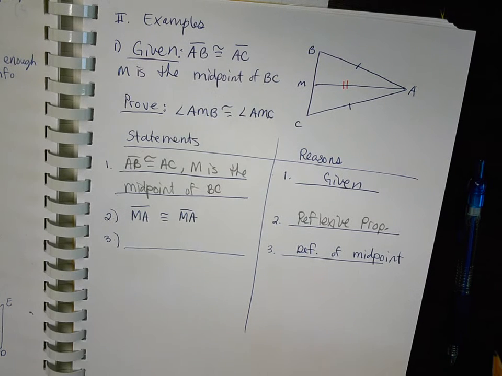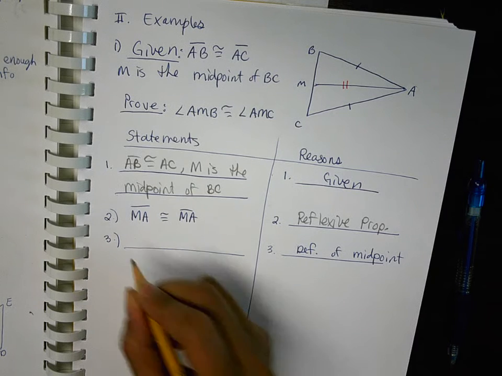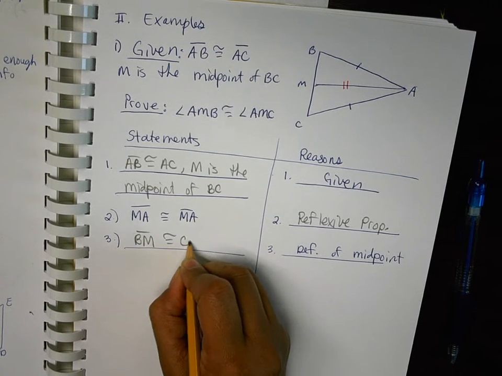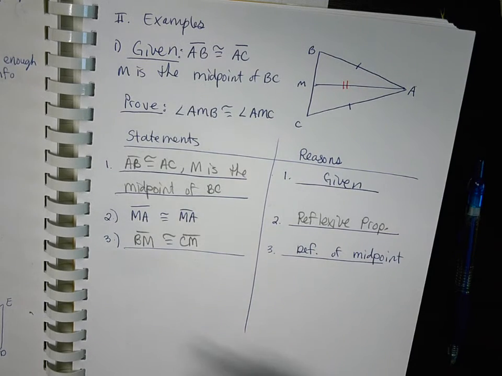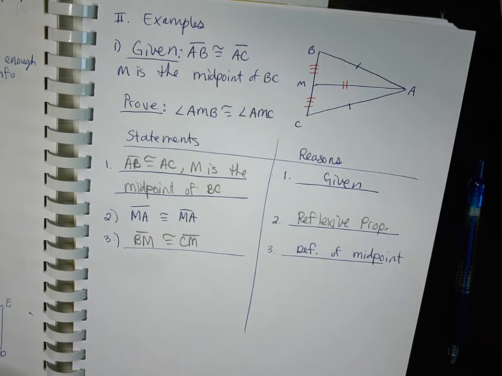What two sides are congruent? Oh, BM and CM. Do you guys agree with that? Because of the definition of midpoint, these two pieces are also congruent. Yes or no? All right. Do I have enough to say the two triangles are congruent?